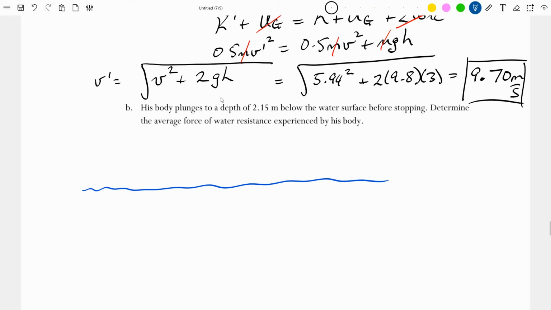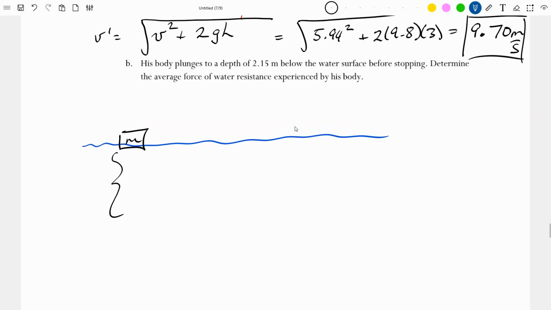Okay, so part B, his body has entered the water. So let's think of it this way. He's just hit the surface of the water, and he's going to plunge into it. He's going to end up at some depth before he comes back to the surface, and we're only considering that downward motion here. So he ultimately arrives down here.